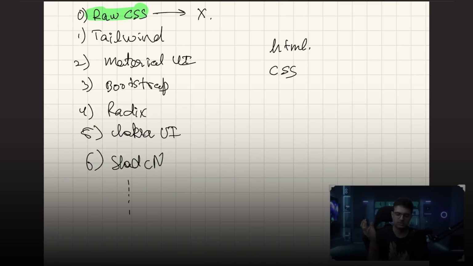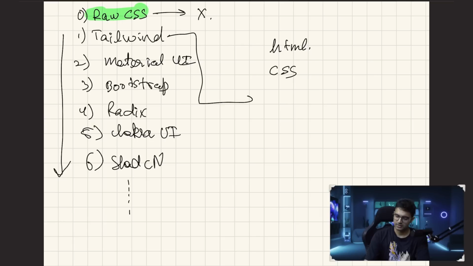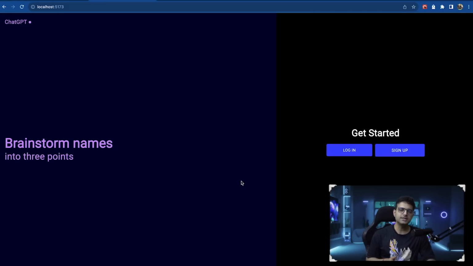So the question comes, which one of these 6 libraries should I use? Let's understand some key differences between them. Tailwind, you can think of as just a wrapper on top of the existing CSS that you used to write. What do I mean by this? Let's look at some code here. I have rewritten the ChatGPT sign up page in Tailwind CSS. So if you look at the page, it looks something like this.